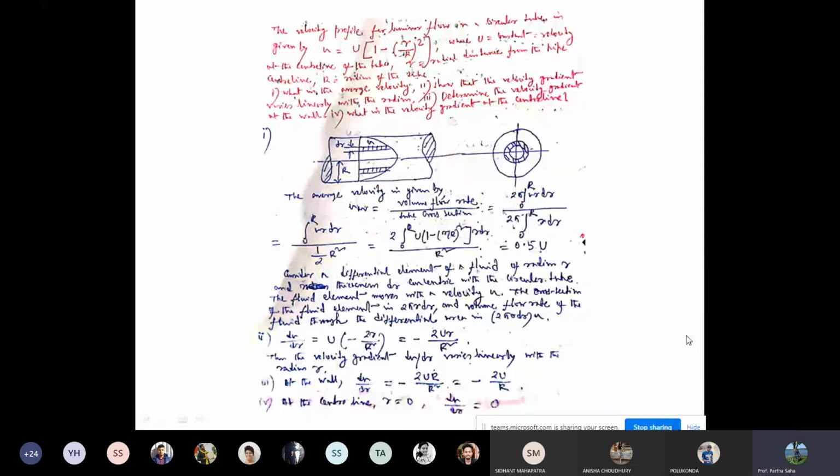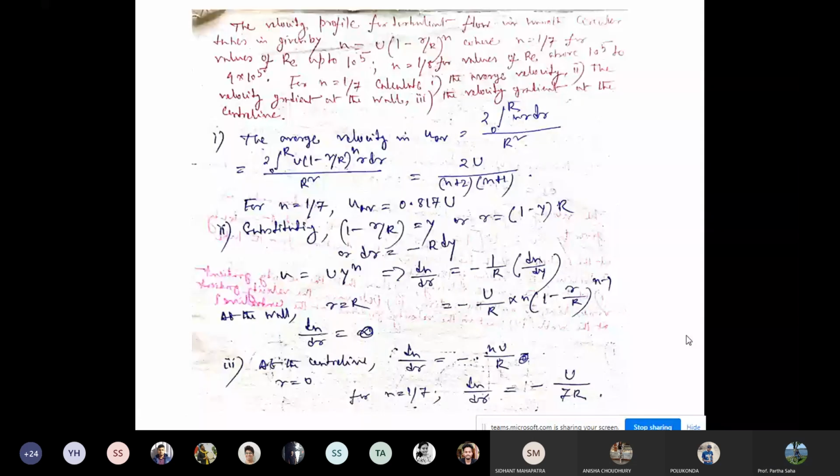Another similar problem. The velocity profile for turbulent flow in a smooth circular tube is given by small u equal to capital U times 1 minus r by R to the power n, where n is 1 by 7 for values of Reynolds number up to 10 to the power 5, and n is 1 by 8 for values of Reynolds number from 10 to the power 5 to 4 into 10 to the power 5. For n equal to 1 by 7, calculate the average velocity, the velocity gradient at the wall, and the velocity gradient at the center line.